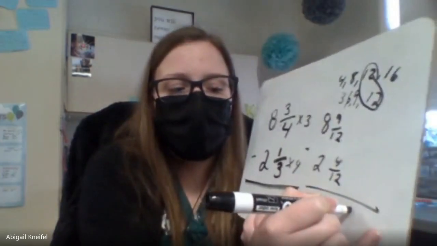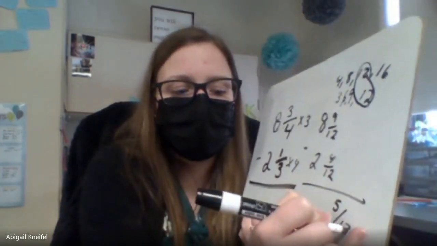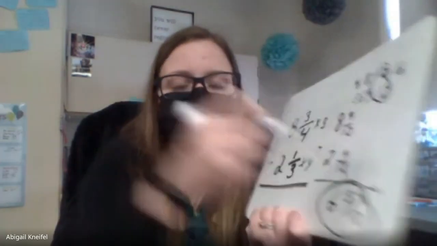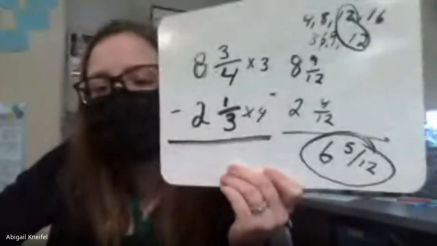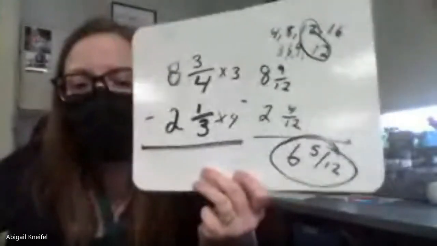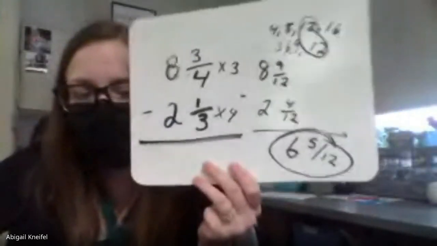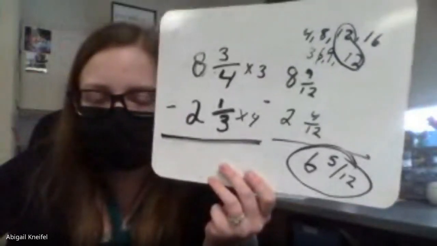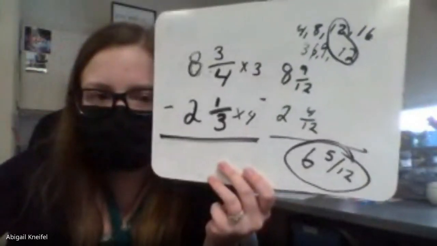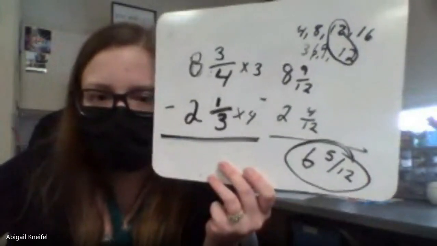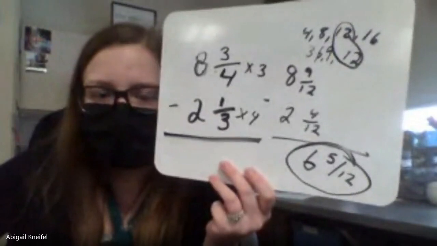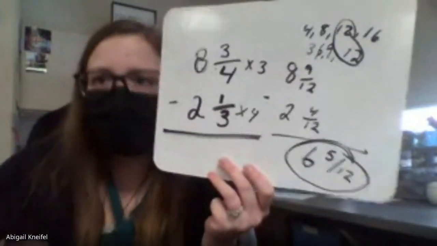9 minus 4 is 5. Our denominator is 12. 8 minus 2 is 6. 5 and 12 are not simplifiable, so your answer should be 6 and 5 twelfths. You did not have to simplify that one. 6 and 5 twelfths. Okay? Does anyone have a question on that one? Good.